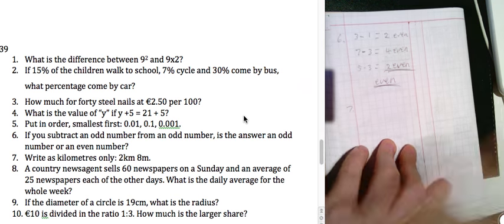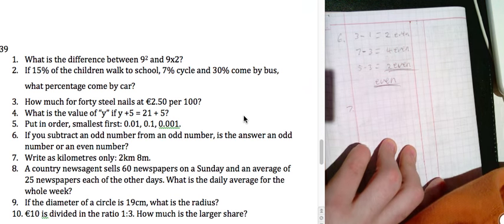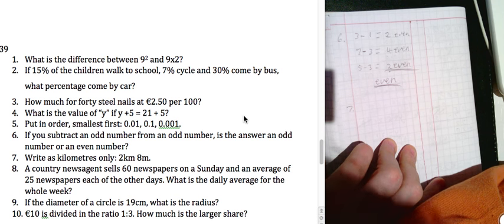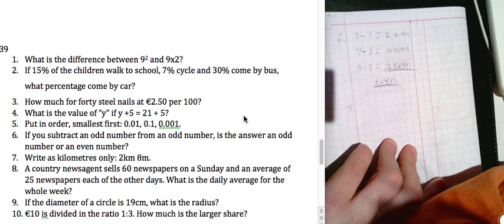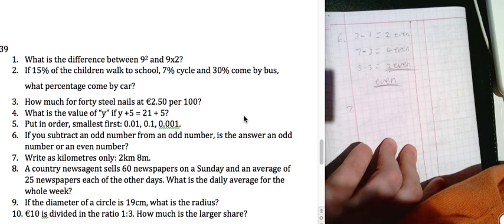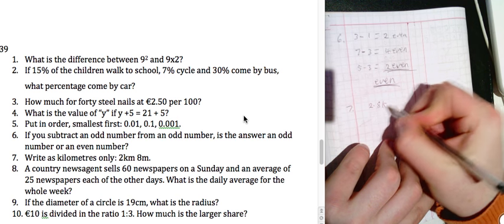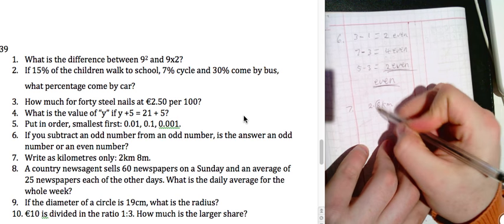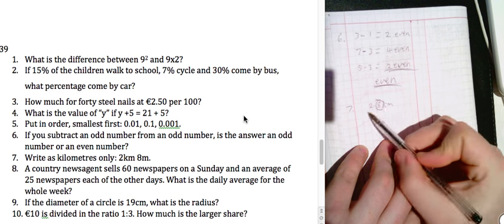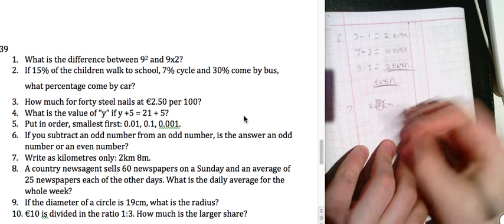Number 7, write as kilometers only. 2 kilometers, 8 meters. Okay, so don't get caught out by this. There are 1,000 meters in a kilometer. So if I wrote down 2.8 kilometers, I'm afraid that is wrong, because 2.8 kilometers would suggest 2 kilometers, 800 meters, and this is not correct.